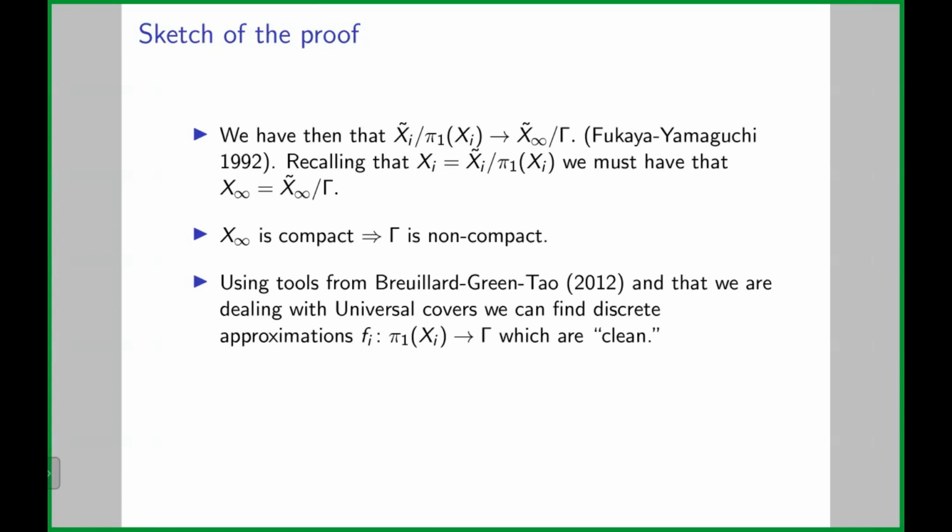And now the thing is that here we need to use some extra tools. We use tools from Breuillard, Green, and Tao, who in their paper from 2012 studied how one can approximate Lie groups via discrete groups. They prove some results about the maps that we use in the approximation, and we use them in conjunction with the fact that we're dealing with universal covers to find discrete approximations phi_i from the fundamental groups to gamma, which are what we call clean.